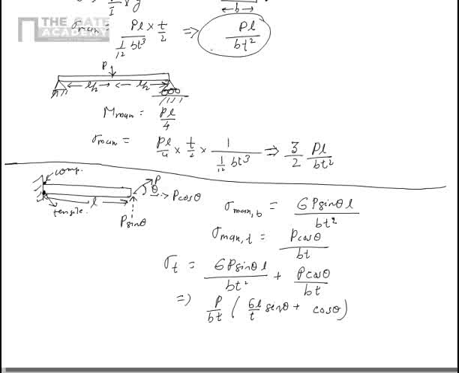Obviously it's easy to see that if theta is equal to 0, which means that the load is totally horizontal, then there will be only uniform tensile stress of P upon Bt. If theta is 90 degrees, which is only a point load which is transverse, then it will be 6PL upon Bt square, which is nothing but the bending stress for a cantilever beam. So this is a slightly more complex problem.